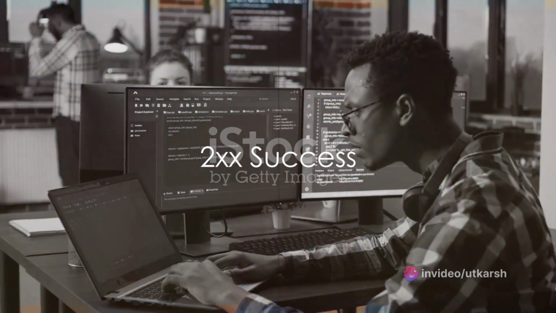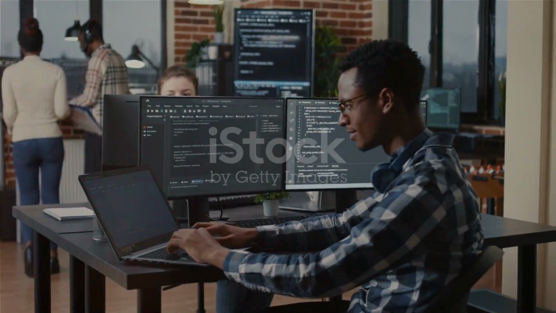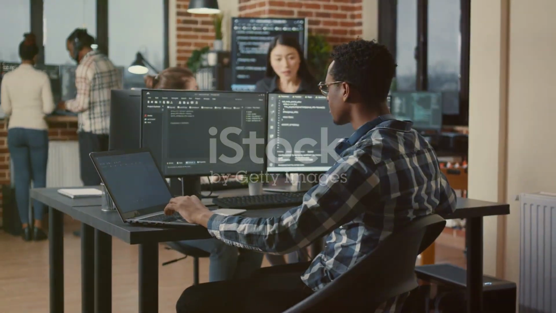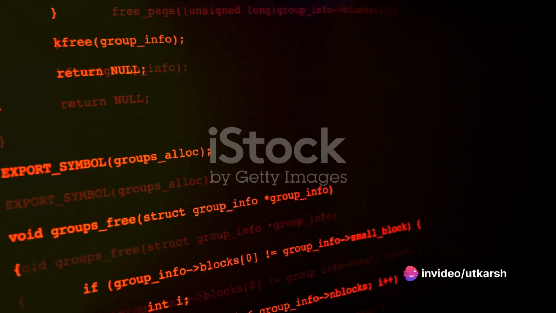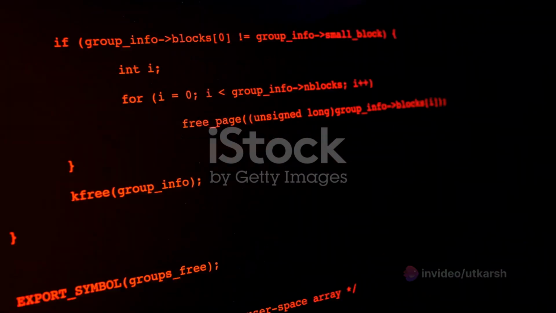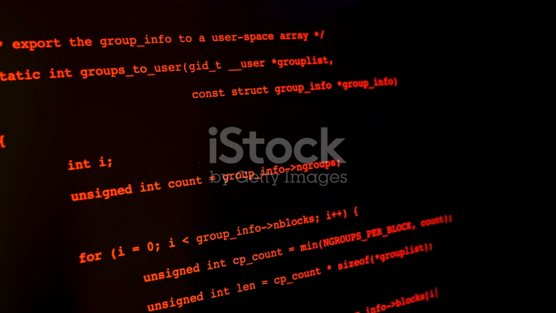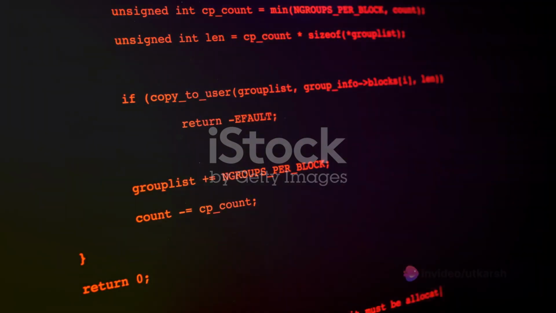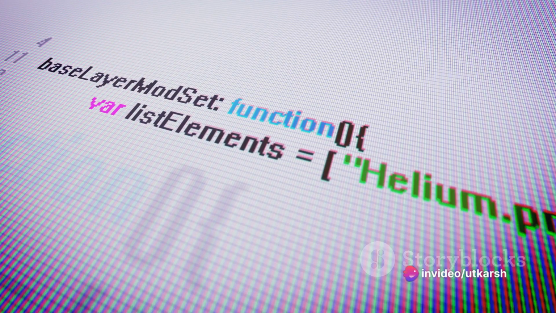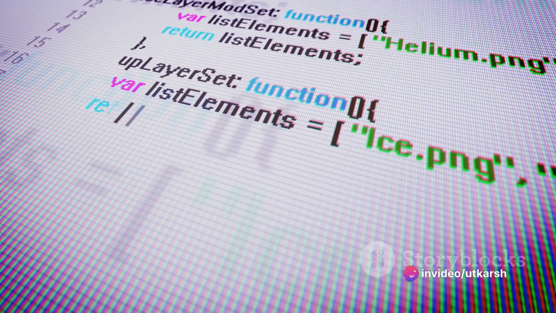Moving on, we come to the 2XX or success codes. These codes are a joy to behold for any software tester. They signify that your request was successful and that everything worked as it should. The 2XX success codes are a group of HTTP status codes used to indicate that the client's request was received, understood, and accepted. They're like a warm pat on the back from your server, assuring you that all is well.